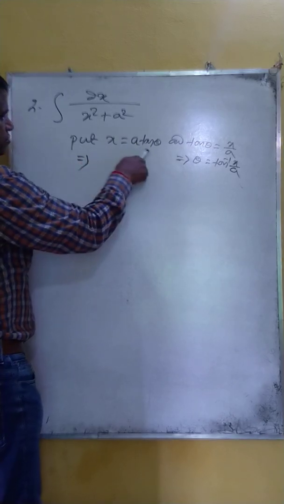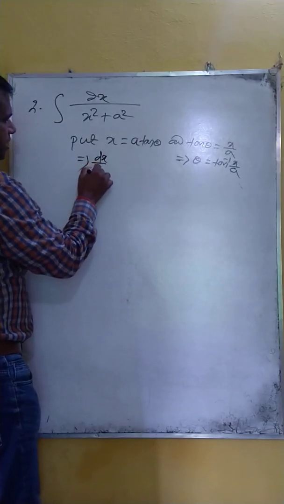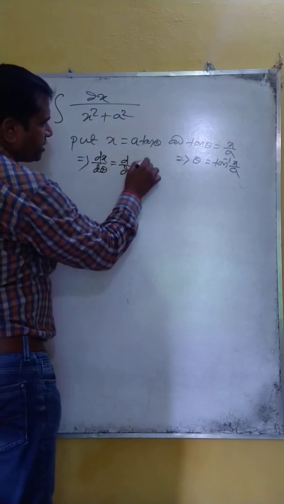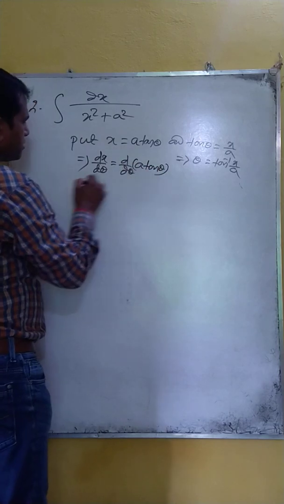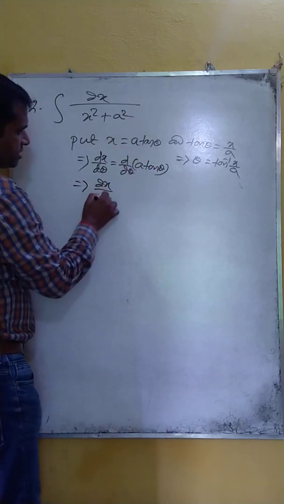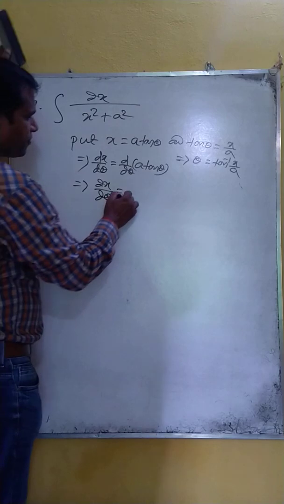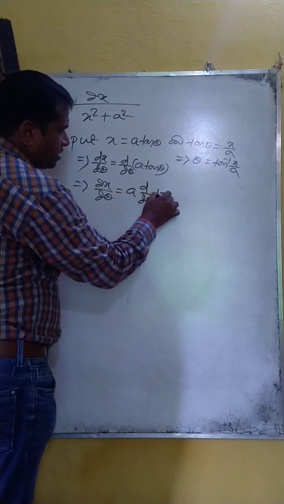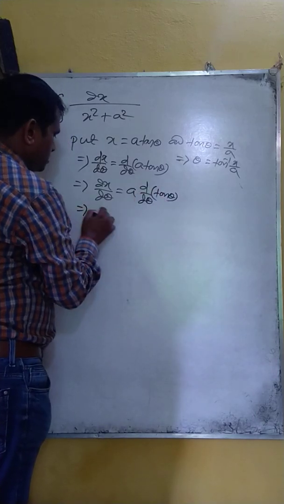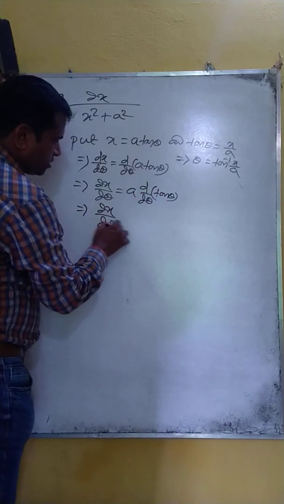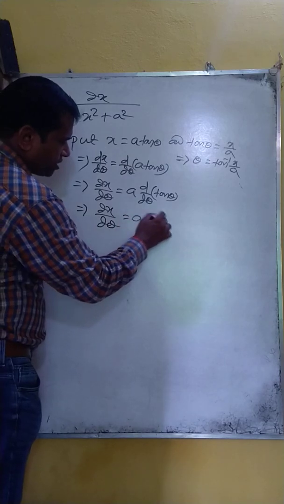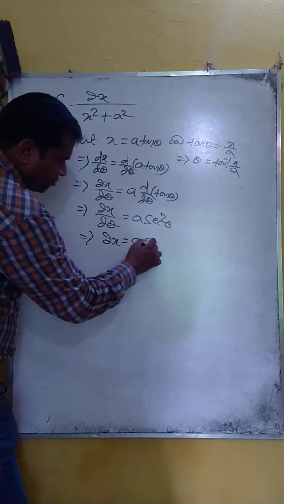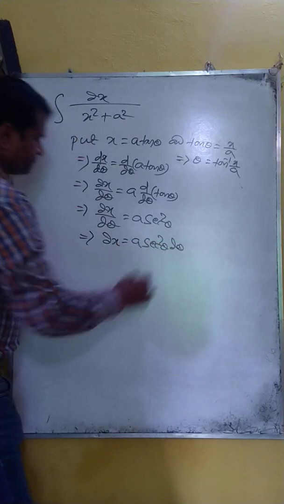Now differentiate both sides. dx/dθ is equal to d/dθ of a tan θ. That implies dx/dθ equals a d/dθ of tan θ, that means sec²θ. dx/dθ is equal to a sec²θ. That implies dx is equal to a sec²θ dθ.